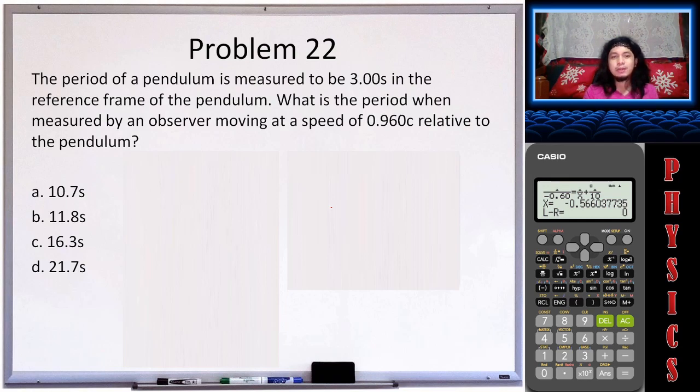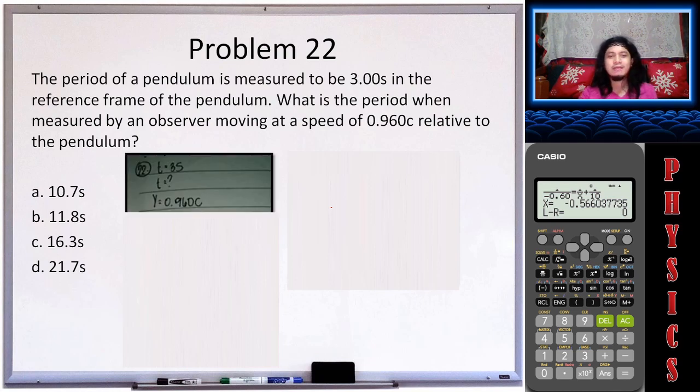Okay, problem 22. The period of a pendulum is measured to be 3 seconds in the reference frame of the pendulum. What is the period when measured by an observer moving at a speed of 0.96 c relative to the pendulum? Yan, so usapang period. Anong una natin hahanapin kapag relativity? Tama. Ang una natin hahanapin is the Lorentz factor. So, given po yung time, 3 seconds, tapos yung ating velocity ay 0.960 c.